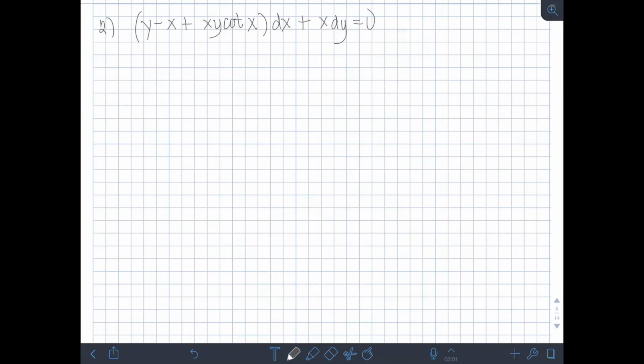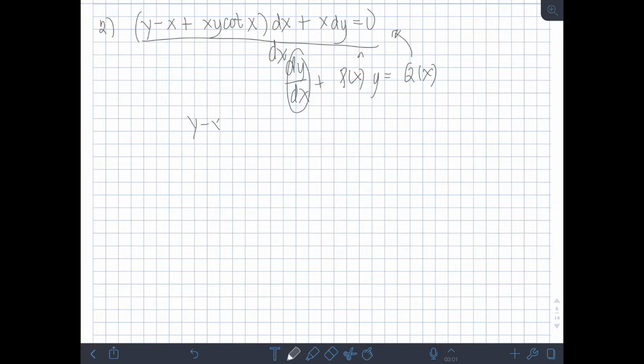Okay? Next, we have quantity y minus x plus xy cot x dx plus x dy equal 0. Okay, so minsan, hindi natin madidistinguish at first kung linear differential equation ba yung given DE natin unless ima-manipulate natin. So, try nating gawing in the form dy over dx plus p of x y equals q of x itong DE natin kung possible. So, divide muna natin both sides by dx para magkaroon tayo ng dy over dx, right?